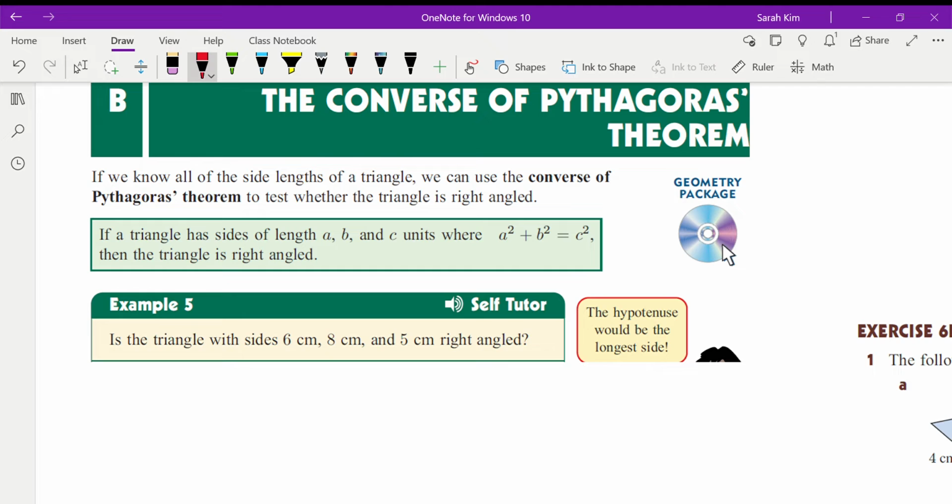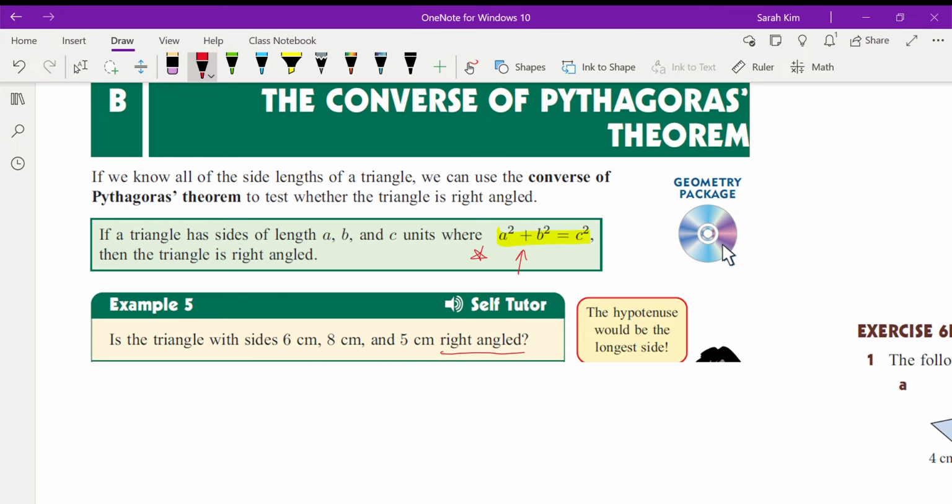Now, we know this Pythagoras theorem we have to use for a right angle triangle. If we want to see if the triangle with sides 6, 8 and 5 centimeters is right angled or not, what you have to do is test this equation, right? So that's the equation you need to test.